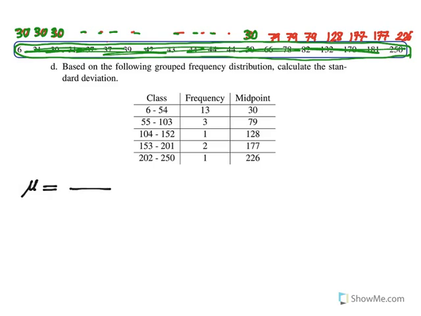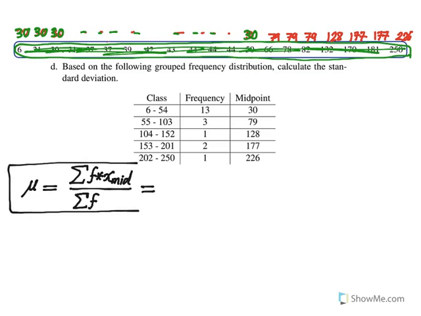Okay? And so our mean now, mu, for the group data has a formula, of course. You divide by the total number of frequencies, and you multiply by the frequency times the midpoint, x mid. So this is the formula, of course. This formula will never change for group data.